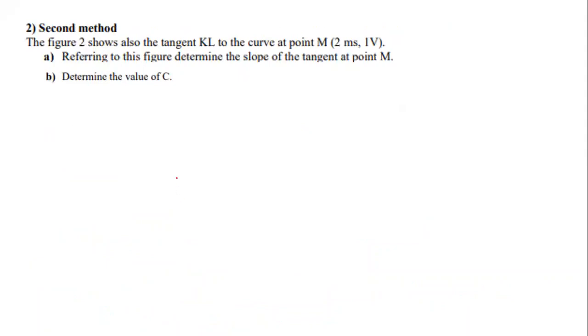Now, second method. Figure 2 also shows the tangent KL to the curve at point M, 2 milliseconds and 1 volt. So we have a tangent. Referring to the figure, determine the slope of the tangent at point M. In order to find the slope, a is equal to Y final minus Y initial.